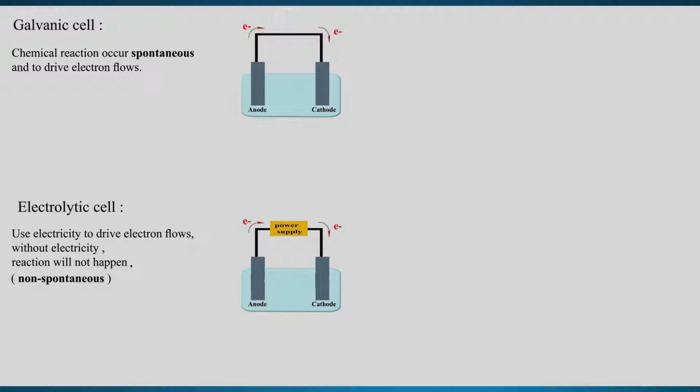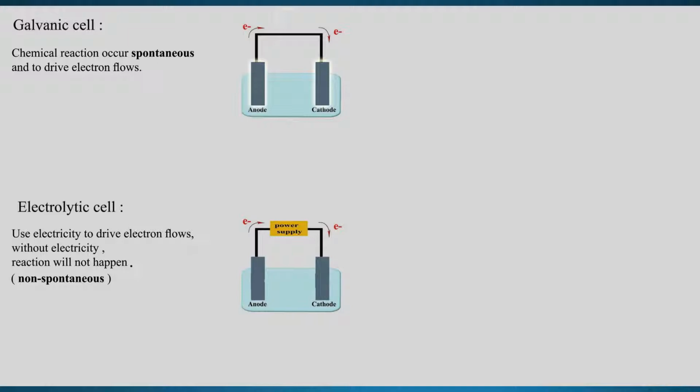What do I mean by that? The reason the electrons are flowing is because of the anode, a more reactive metal, flowing to the cathode, the less reactive metal. Because of the difference, it drives the electron flow.